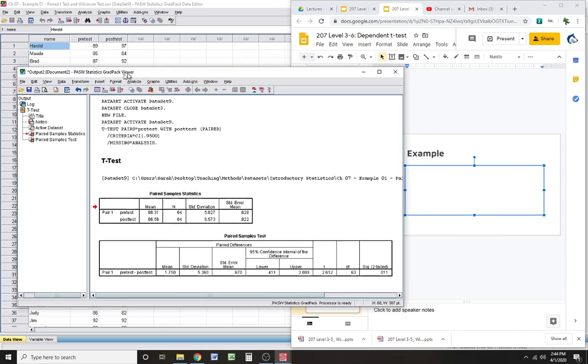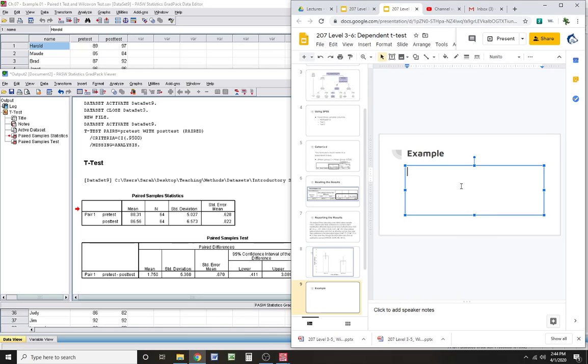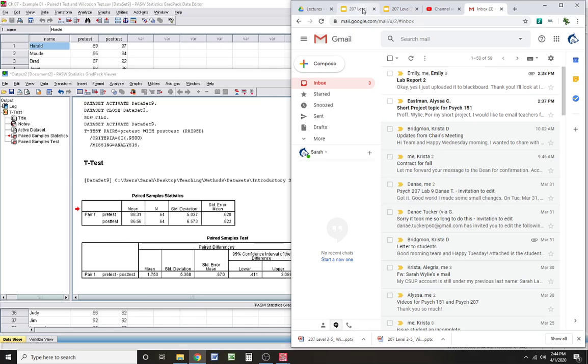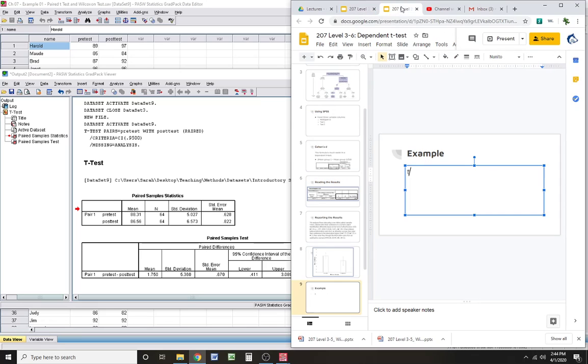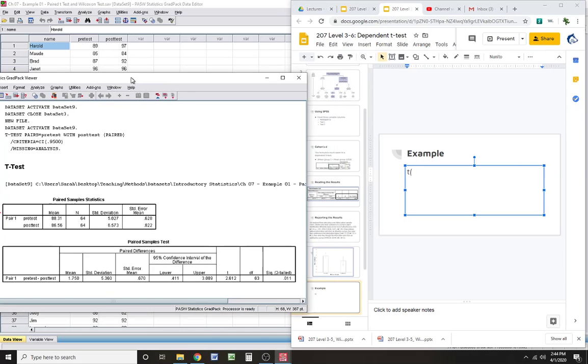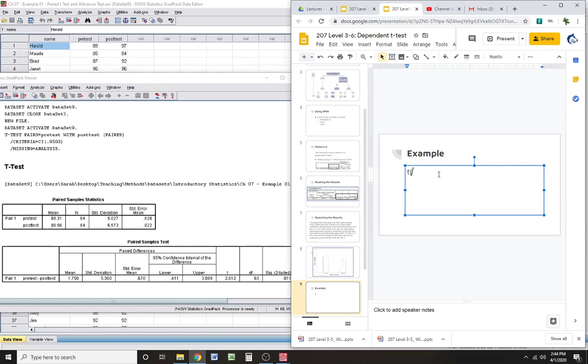So we might say t, and we'd want to italicize that for APA. And the degrees of freedom goes next, which is 63. That should not be italicized.